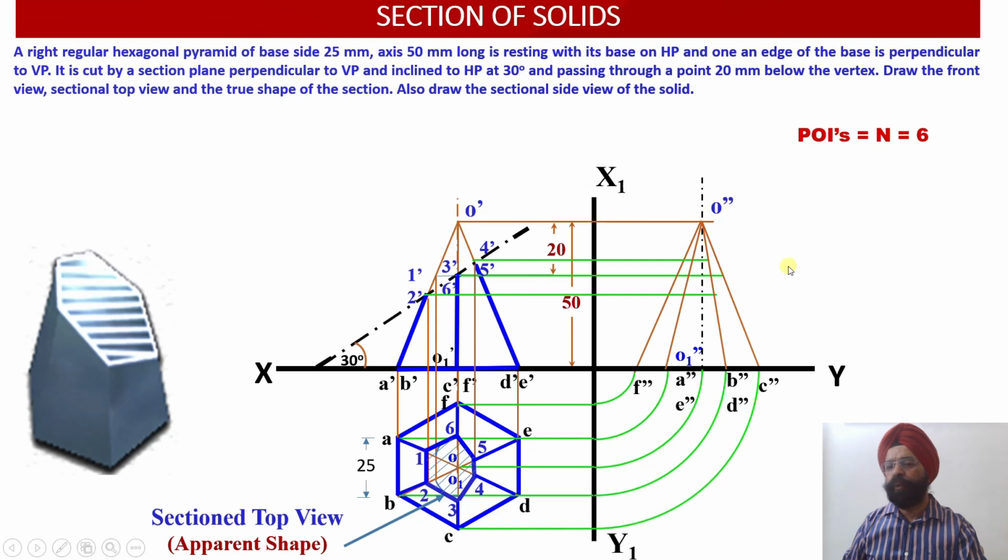So all the 6 points you see I have been able to locate. Now I am going to join these 6 points. So these are the POIs in the side view. Again hatching, let me put down the numbering.